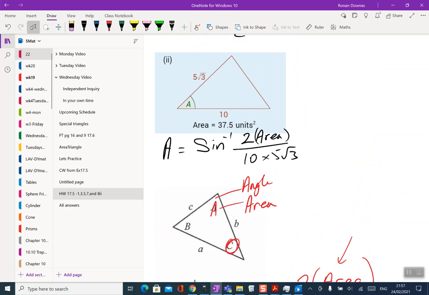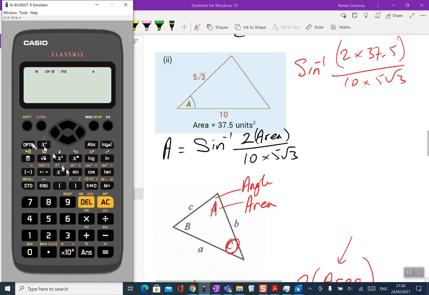Because the thing that gets put into sine can never have units, like a number of meters. So, the inverse sine of 2 times the area over 10 by 5 root 3. Inverse sine, fraction bar, double, times 37.5.